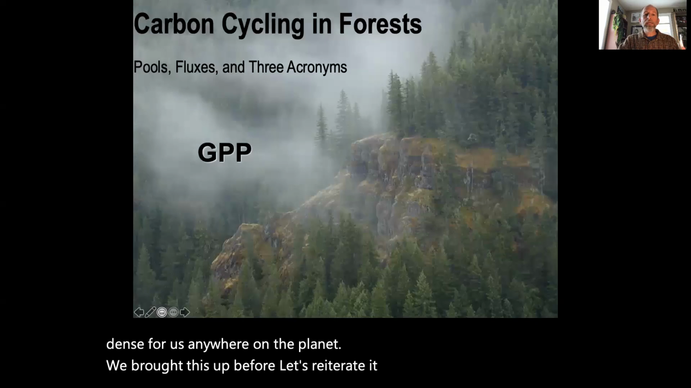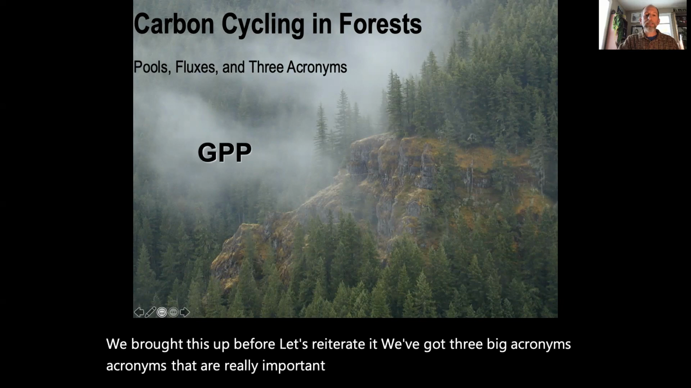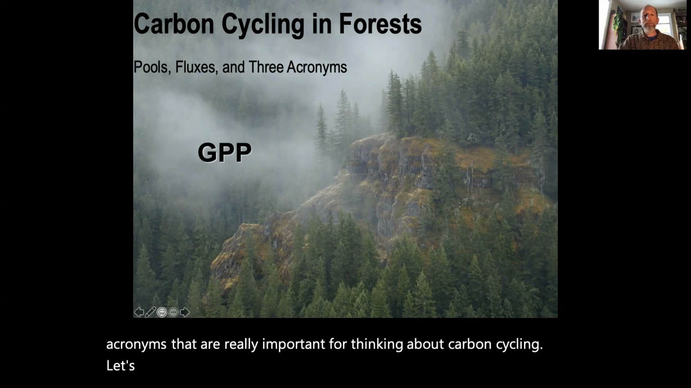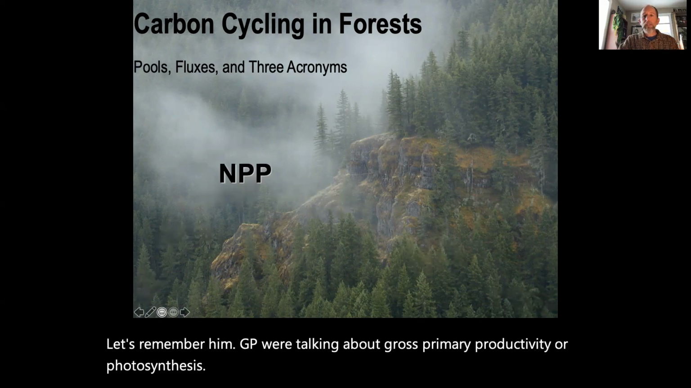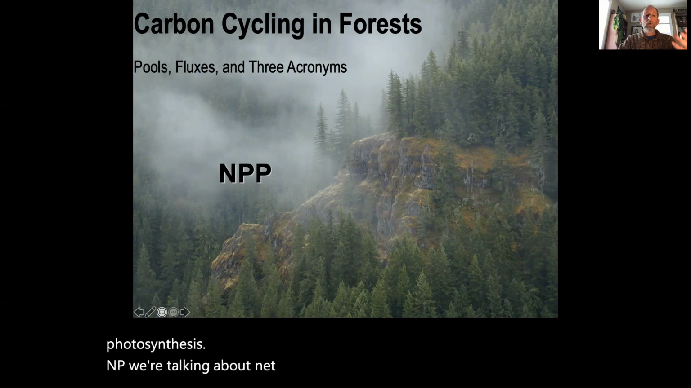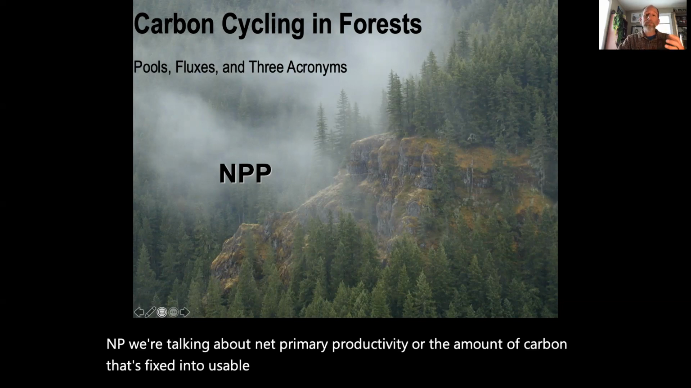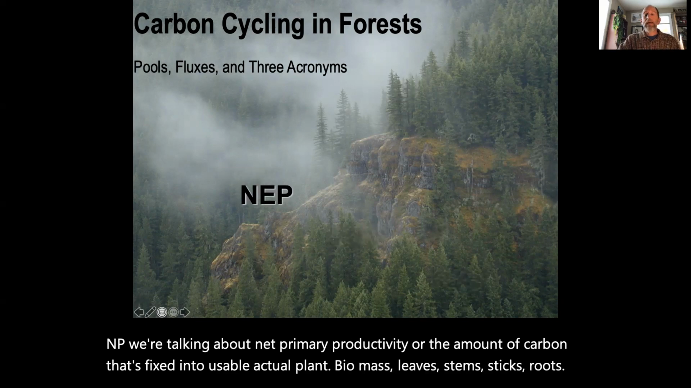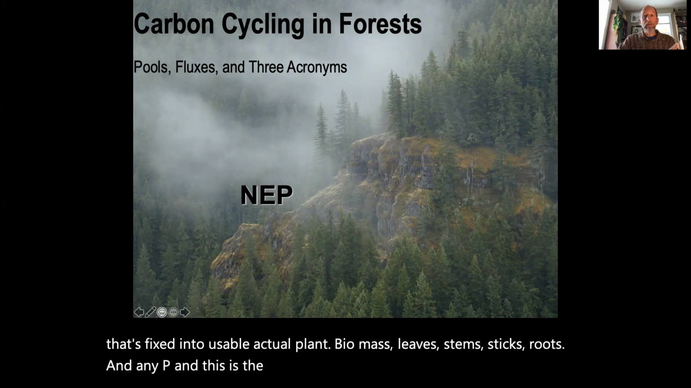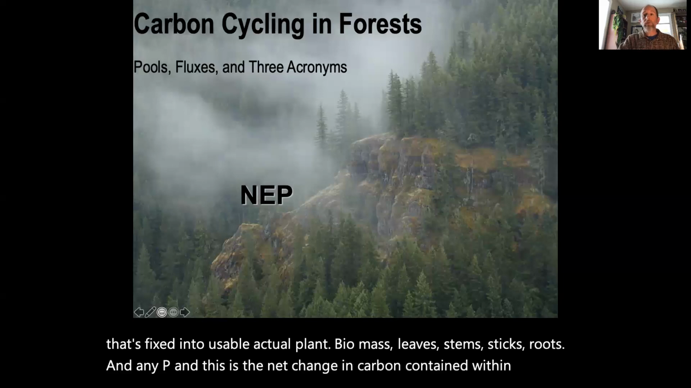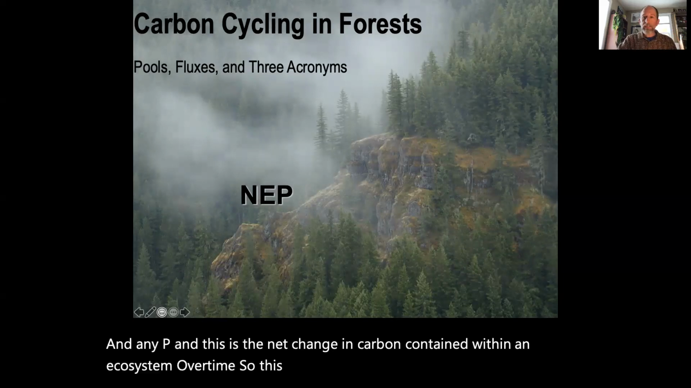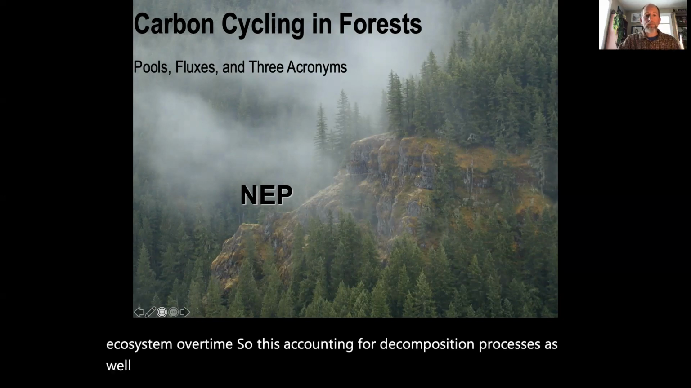We've got three big acronyms that are really important for thinking about carbon cycling, and let's remember them. GPP, we're talking about gross primary productivity or photosynthesis. NPP, we're talking about net primary productivity, or the amount of carbon that's fixed into usable, actual plant biomass: leaves, stems, sticks, roots. And NEP, and this is the net change in carbon contained within an ecosystem over time. So this is accounting for decomposition processes as well as fixation processes by active plants.